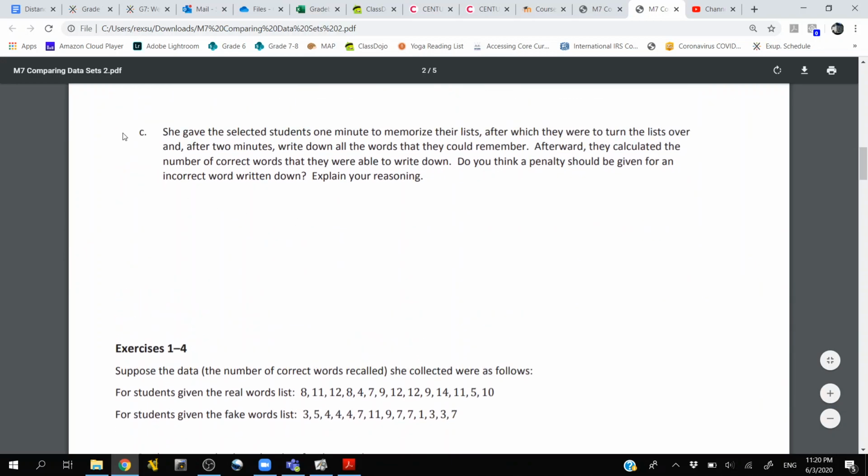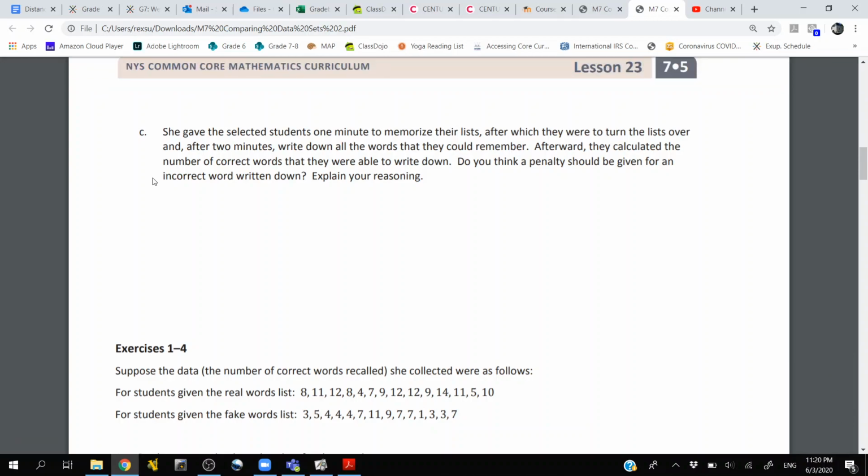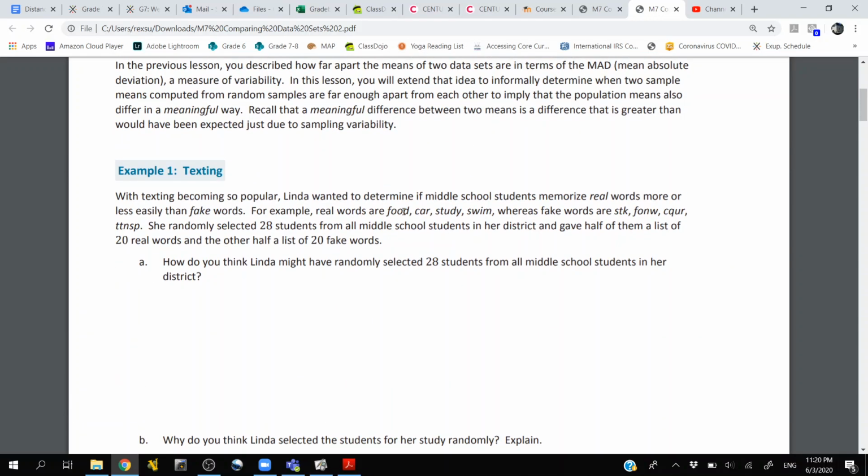She gave the selected students 1 minute to memorize their lists, after which they turned their lists over, and after 2 minutes, wrote down all the words they could remember. Afterward, they calculated the number of correct words they were able to write down. Do you think a penalty should be given for an incorrect word written down? Given this situation, if I remember all of these, but I remember foot instead of food, is that a spelling error? Should I get a penalty, or do I just not get points?